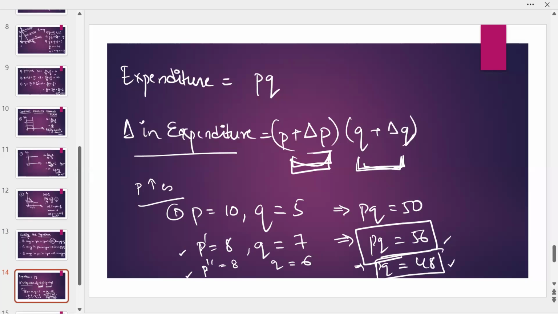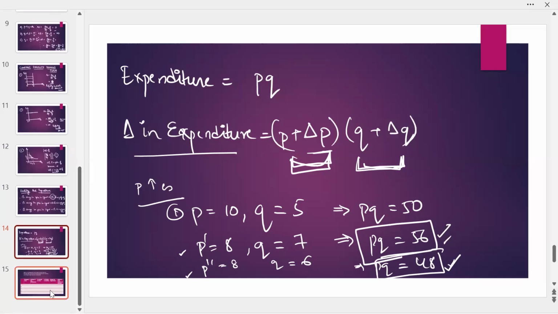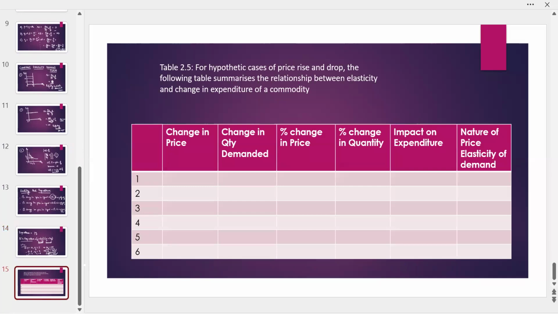In both the cases, the price has fallen. But in one scenario, the expenditure has increased, and in another scenario, the expenditure has fallen, right? So let's understand in what scenario. I've just drawn a table, taken this table from a textbook, and let's see. I'll just change the color of this.